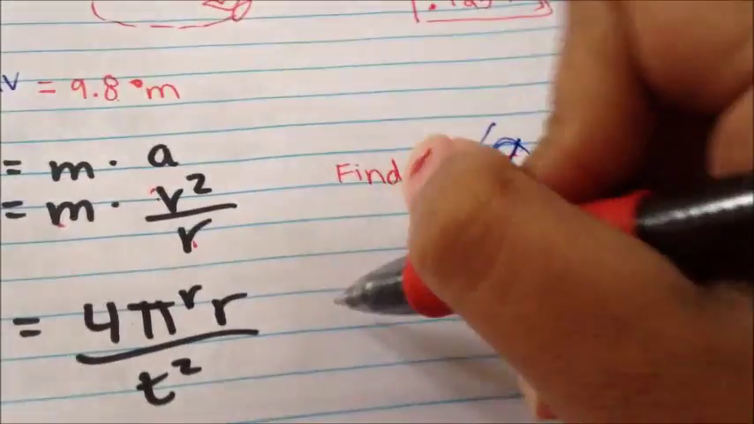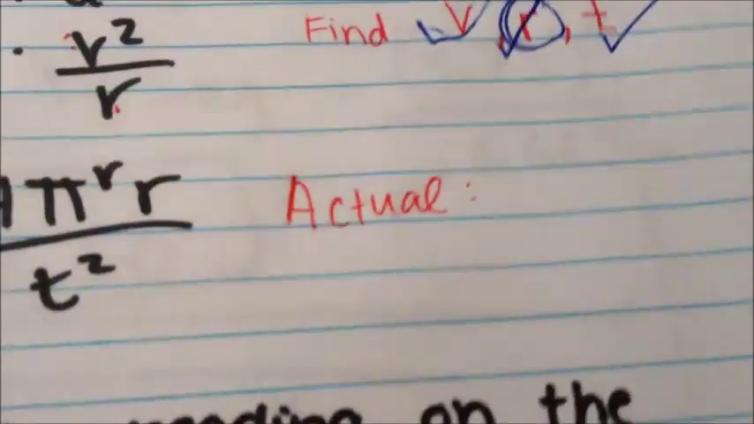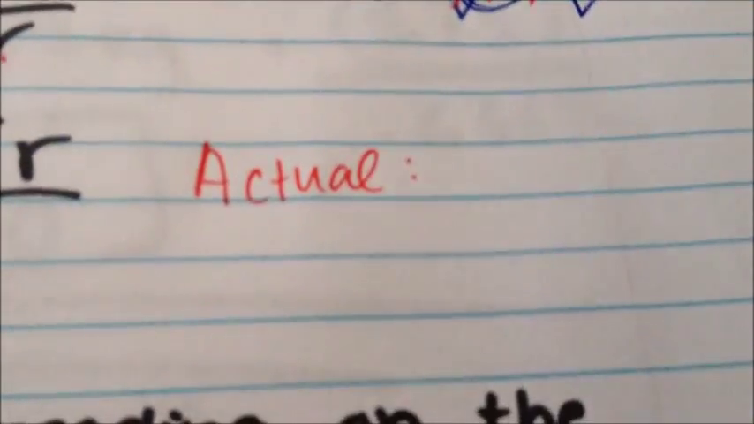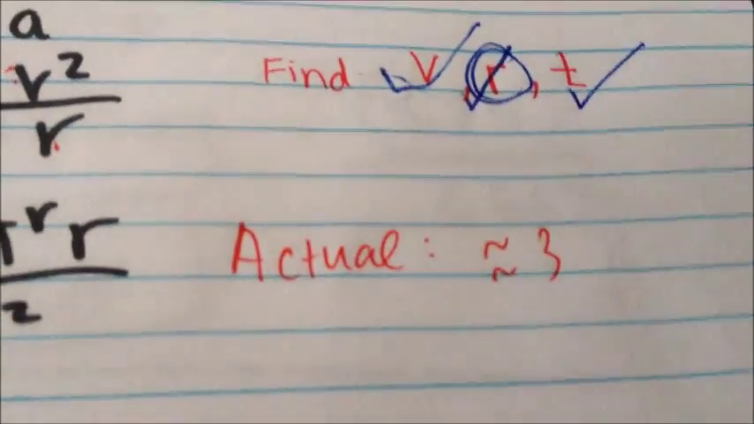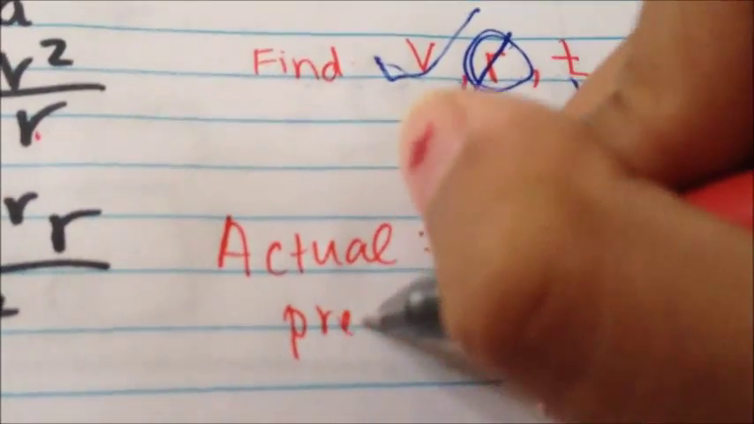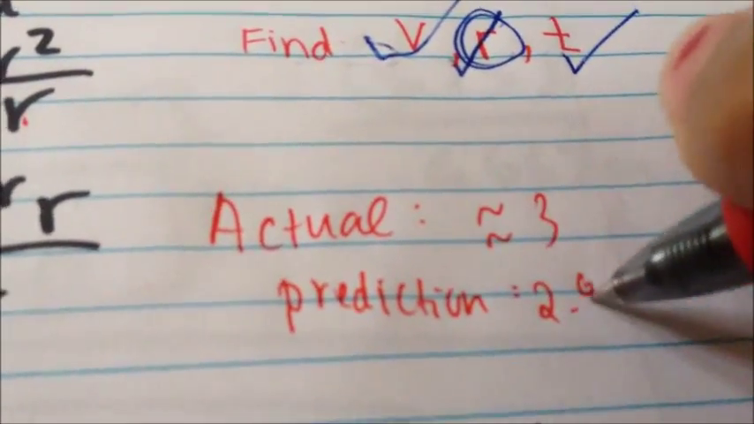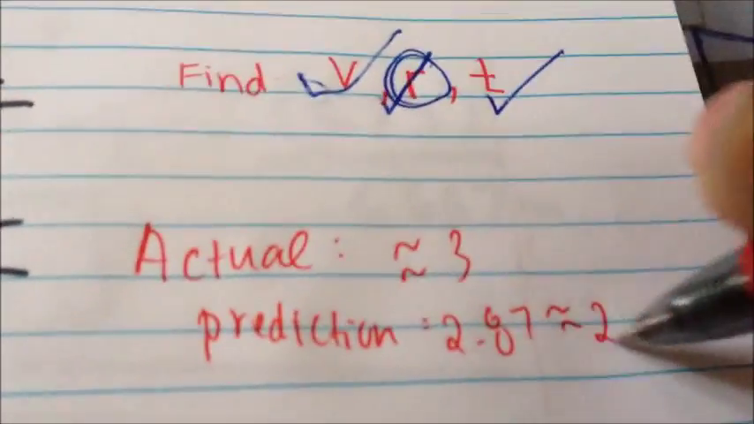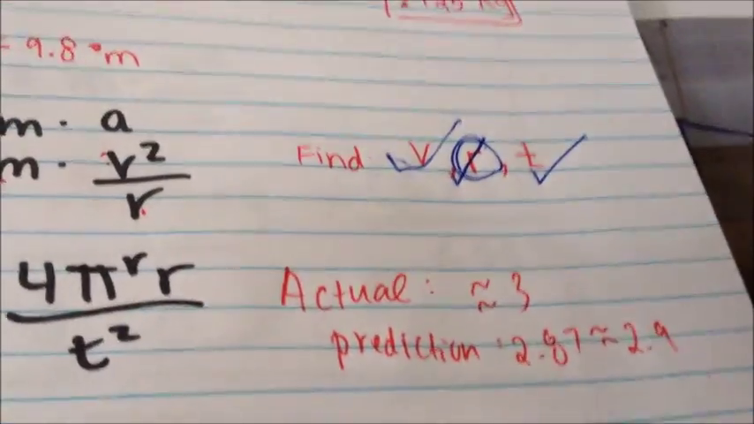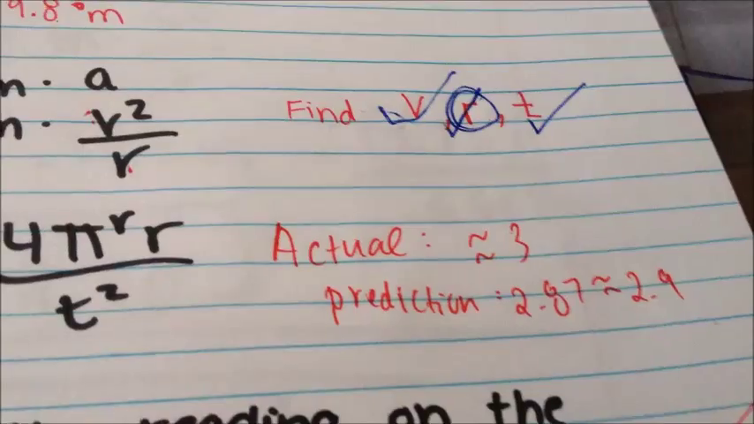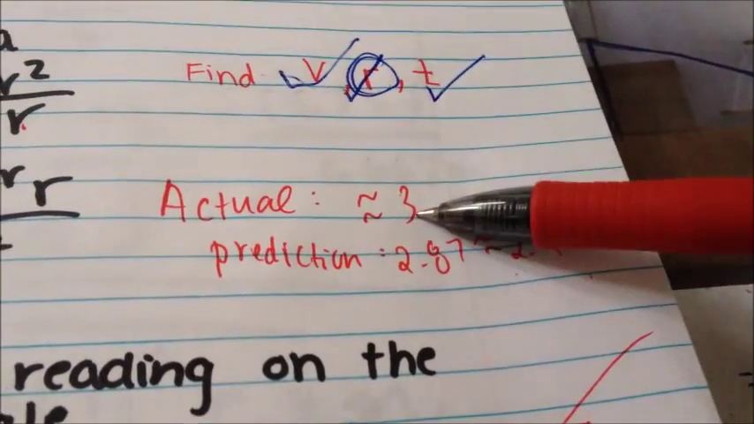Now, if we look at the actual answer, Mr. Bushka actually stood on a chair and read the spring scale. It was about 3. And our prediction was 2.87, about 2.9. So we were really close. Now, can you think of some possible errors that we could have, or possible reasons why our number was lower than the actual number?